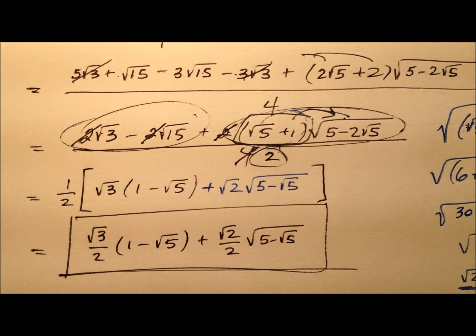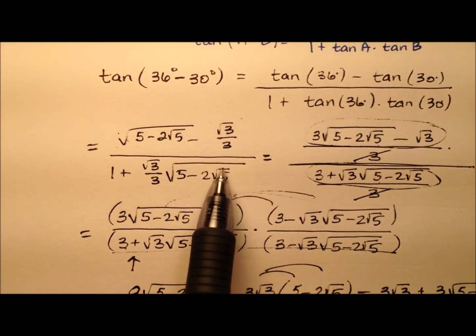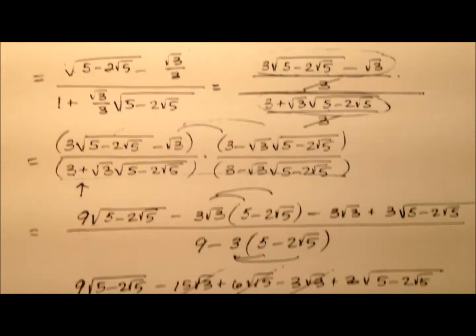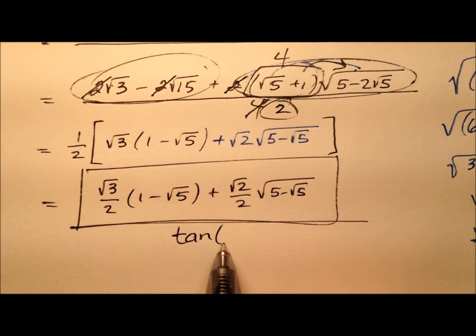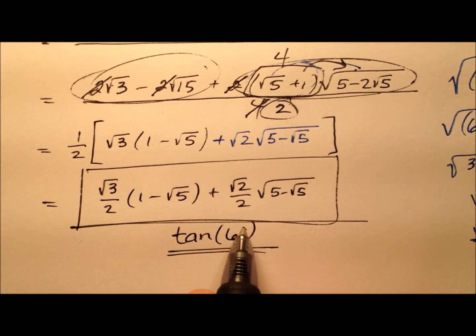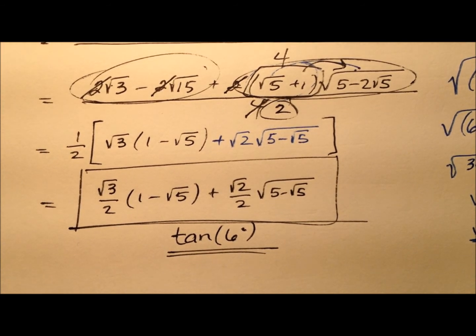That is pretty tidy, especially when you consider all the steps we went through and where we started. That is not very pretty up there. But this is nice. So this is going to be the exact value for the tangent of 6 degrees. But of course, don't take my word for it. Let's go ahead and grab a calculator and make sure.